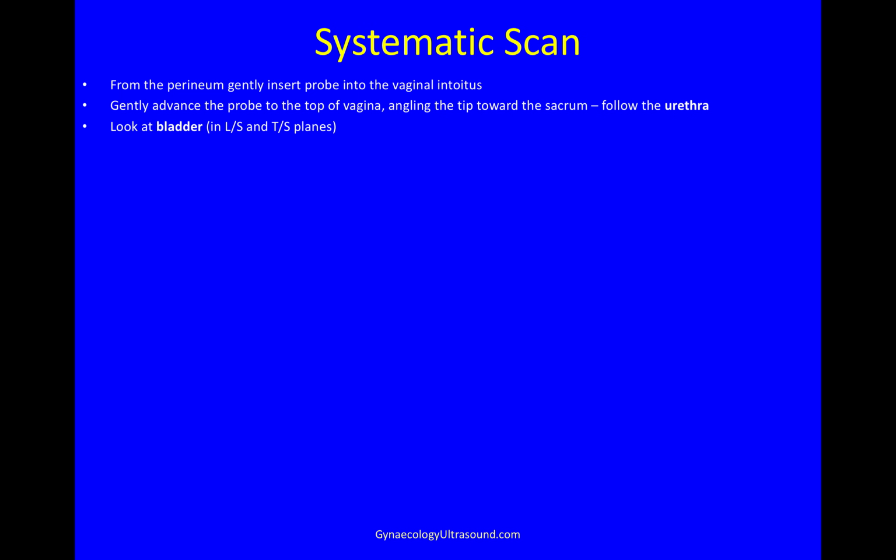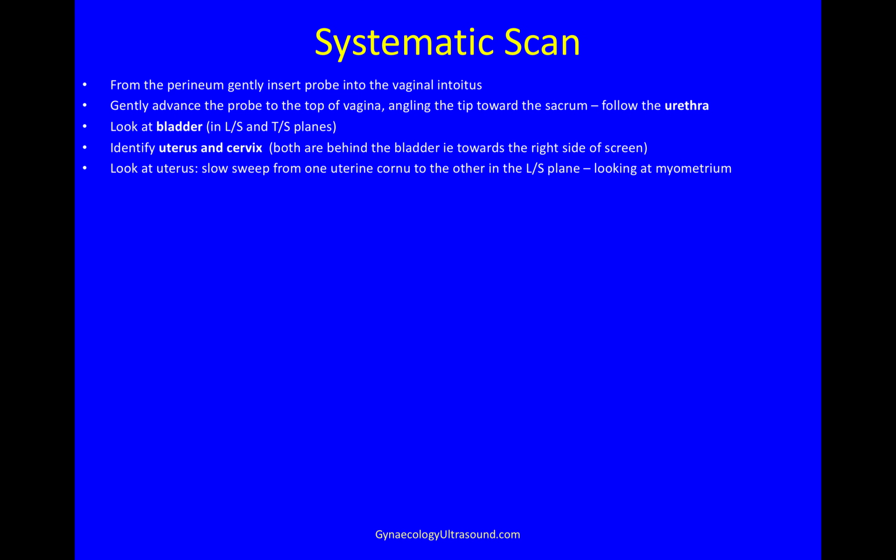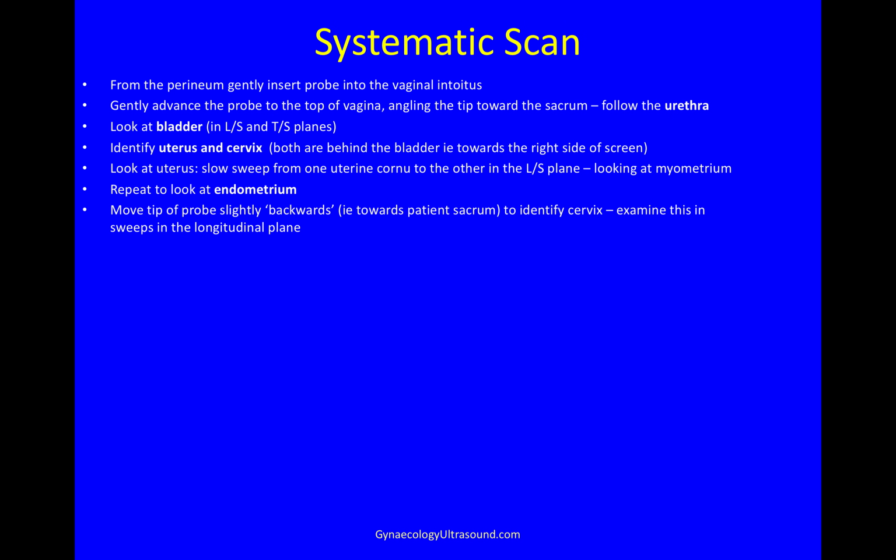And then you look at the bladder in longitudinal and transverse planes. Identify the uterus and cervix. They're both behind the bladder, so they're toward the right side of the screen. Then look at the uterus, do a slow sweep from one cornu to the other in the longitudinal plane, looking at the myometrium, and then repeat that to look at the endometrium.